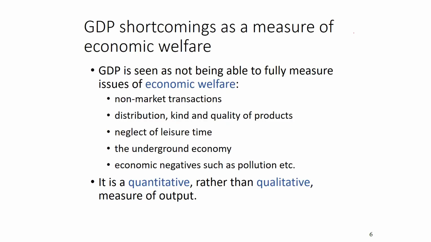Similarly, when it comes to the distribution and the quality of products, GDP is just a quantitative measure. What has been the total output, irrespective of what the quality of it is or how equitably it is being distributed. Also, because it is a quantitative measure, it ignores the leisure time. It does neglect the social costs, or in other words, the negative externalities, and also it does not take into account the underground economy.